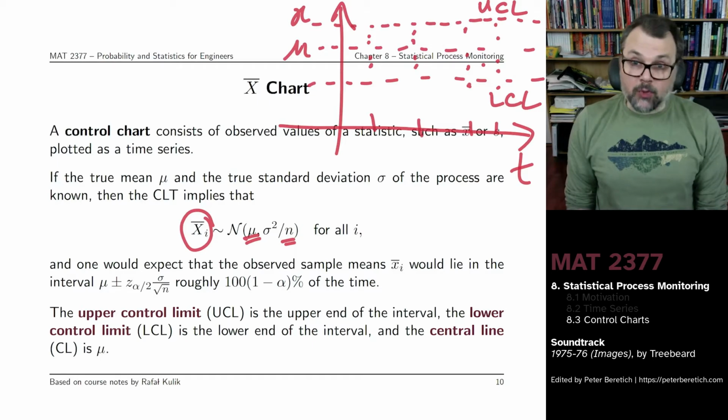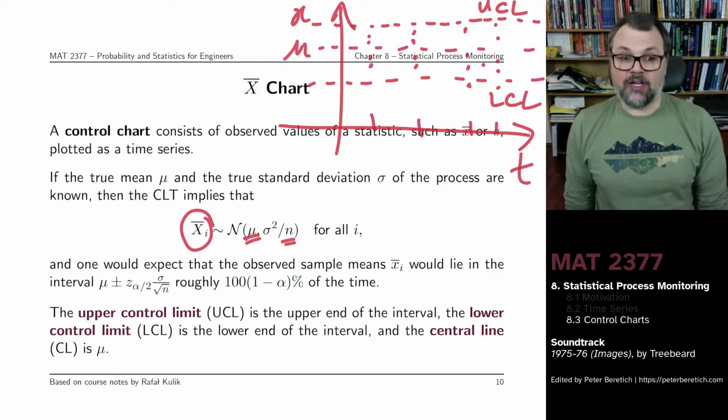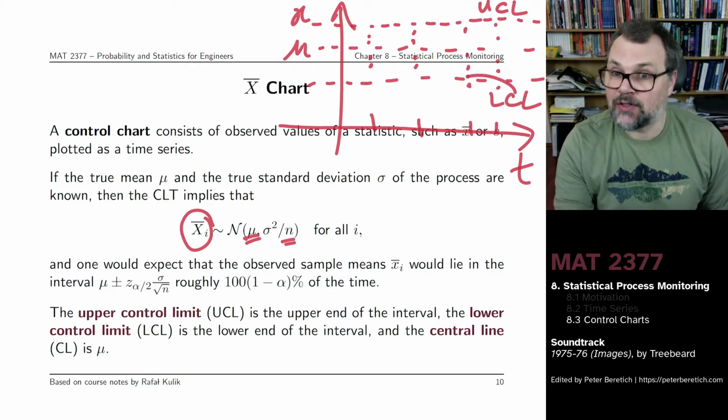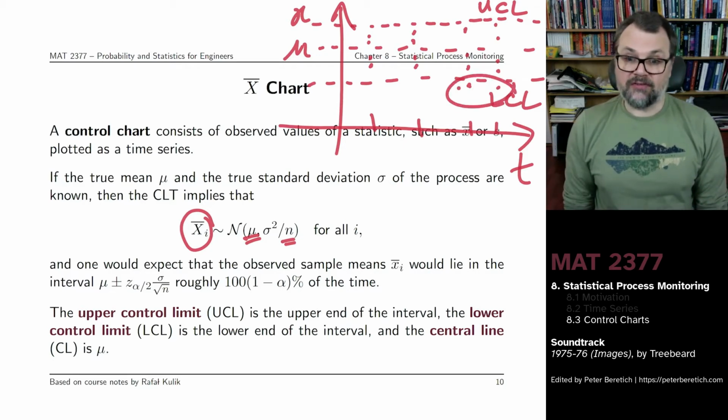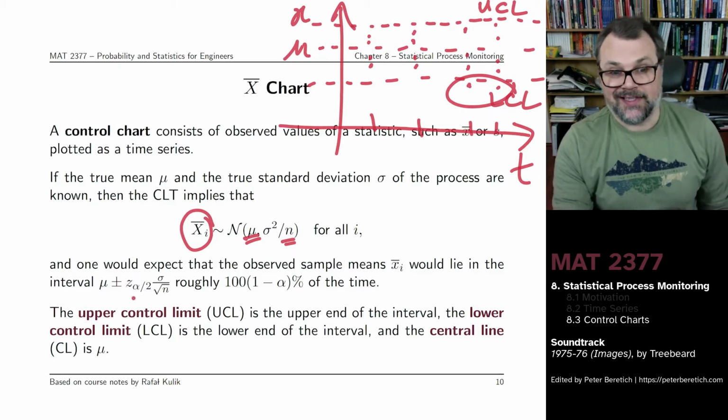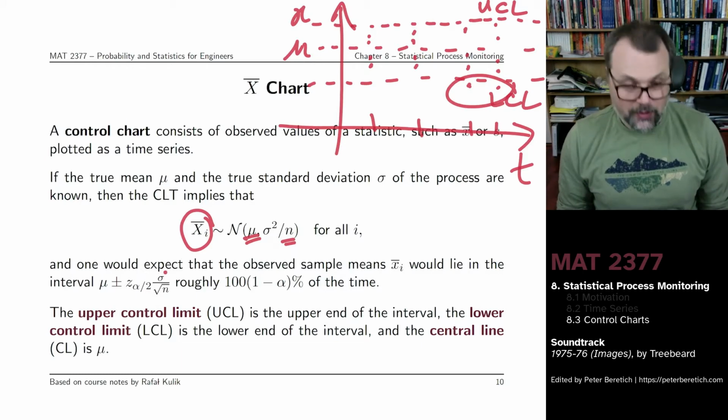For the most part, we hope, within the upper limit and the lower limit, but every once in a while you might actually have observations that fall below or above. So the upper limit would be mu plus z alpha divided by 2 sigma square root of n, and the lower limit would be mu minus z alpha divided by 2 sigma divided by square root of n.